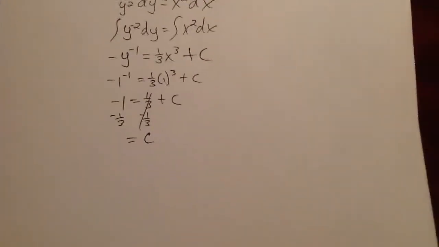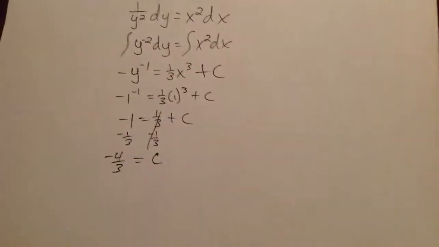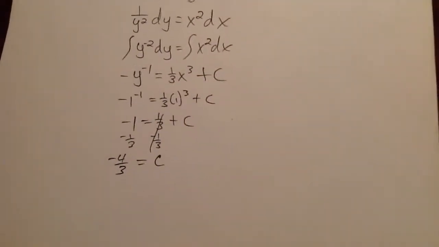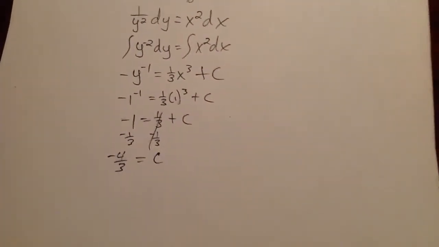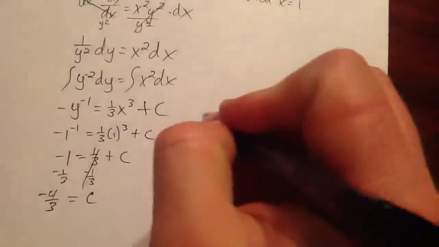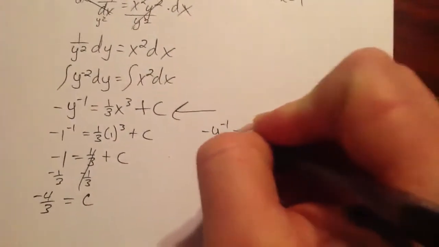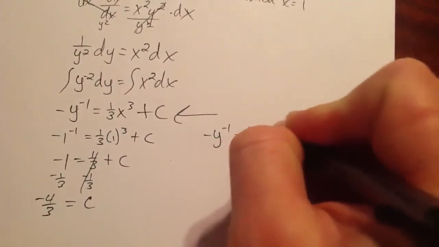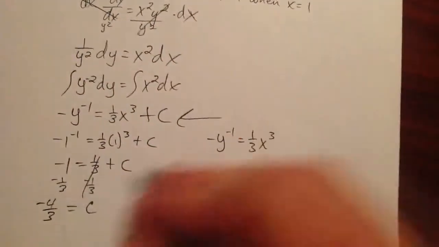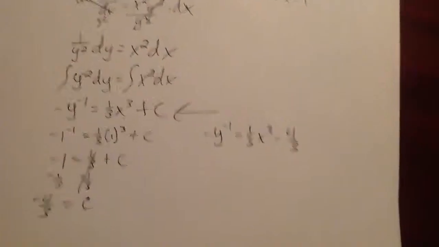Bradley, what's the answer? Do it in your head. It's negative 4/3. Yay, so what's it all mean? What are we going to do? Well, now we go back to this, our negative y to the negative 1 equals 1/3 x to the third. But instead of writing plus c, I'll put in my c, which is minus 4/3.